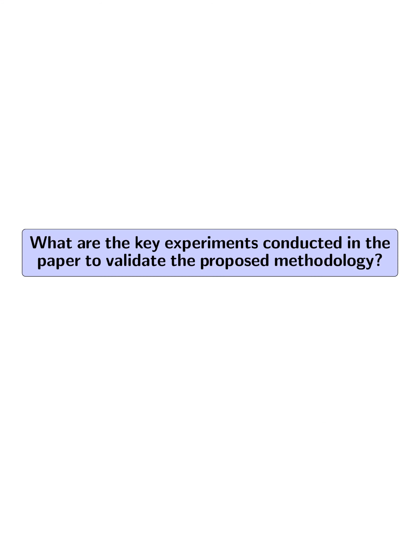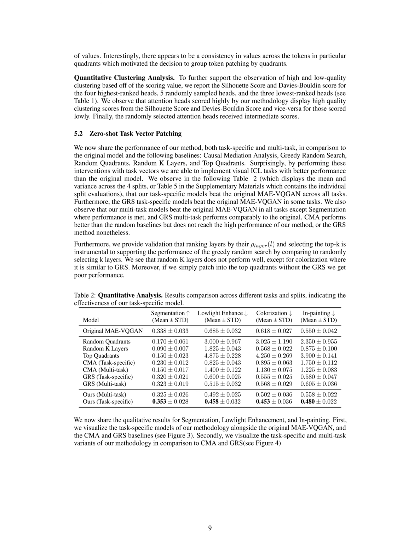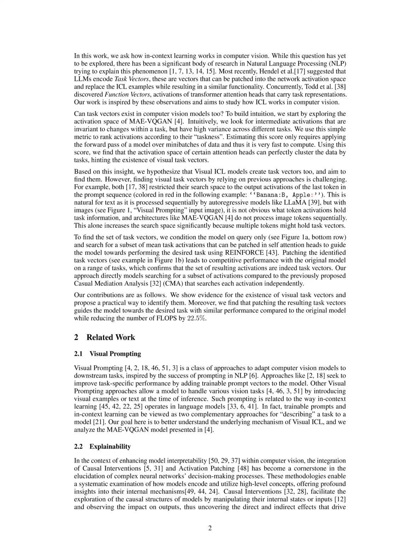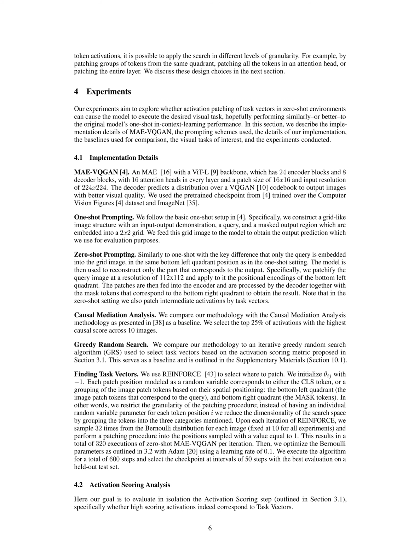What are the key experiments conducted in the paper to validate the proposed methodology? The key experiments conducted in the paper to validate the proposed methodology include 1. Activation scoring analysis. The paper evaluates the activation scoring step to determine if high-scoring activations correspond to task vectors. This involves collecting activations, computing mean activations and scores, evaluating clustering performance, and performing qualitative analysis through visualization techniques like T-SNE plots and heat maps.